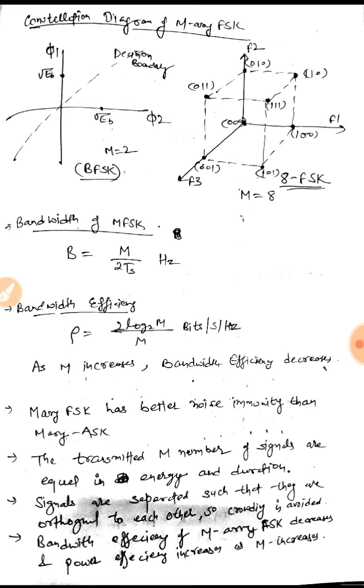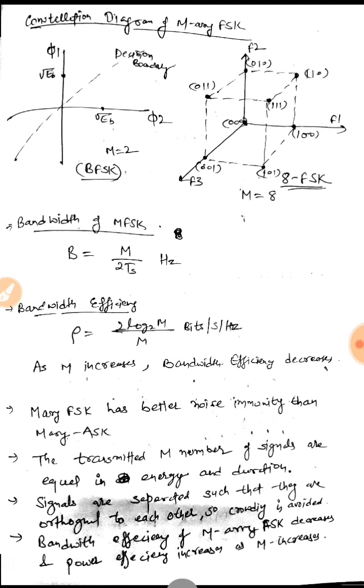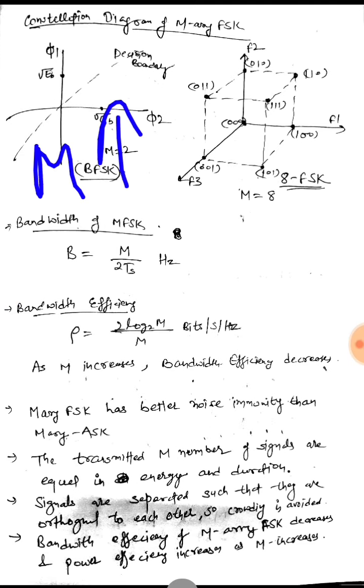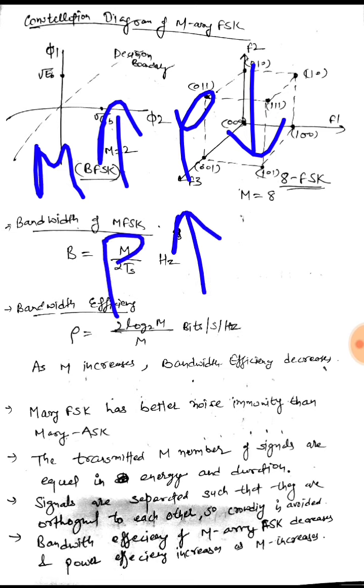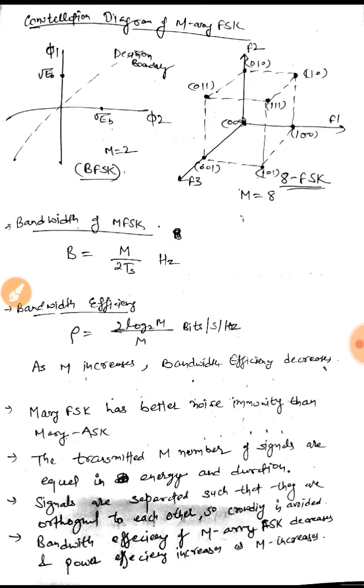So bandwidth efficiency of M array FSK decreases and power efficiency increases as M increases. As M increases, the bandwidth efficiency decreases, but the power efficiency increases, because there is always a trade-off between the bandwidth and the power requirement. If one decreases, then the other increases.